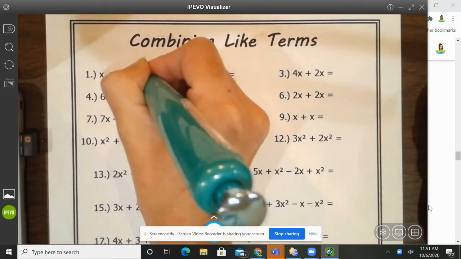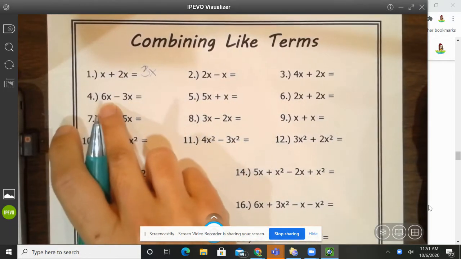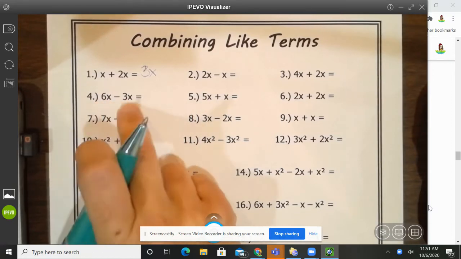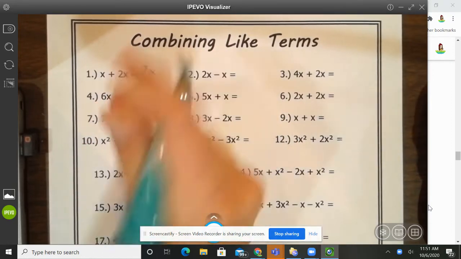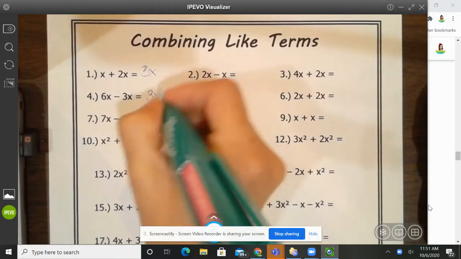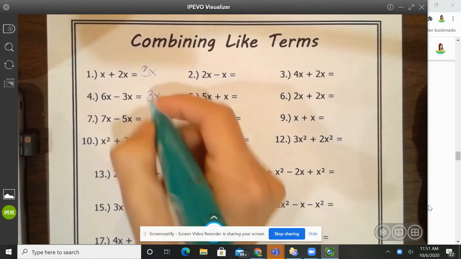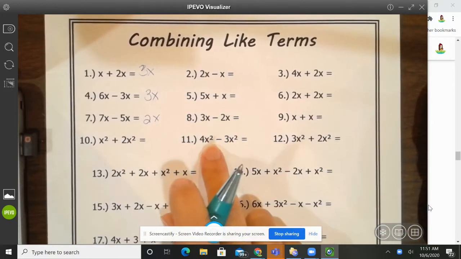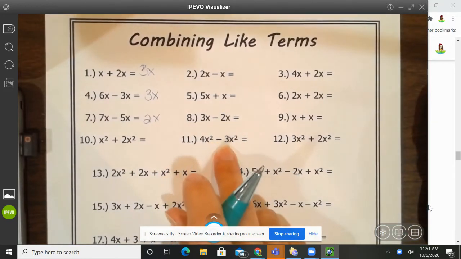Well, that's really easy. In this one, both terms have 1x, so we can combine them. So 6 minus 3 is 3x. 7 minus 5, well, both have 1x, so that's 2x. So you get these little ones. Now, here, let's see these. Can we combine these? Yes, we can.